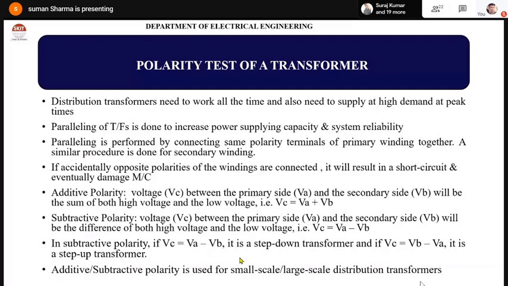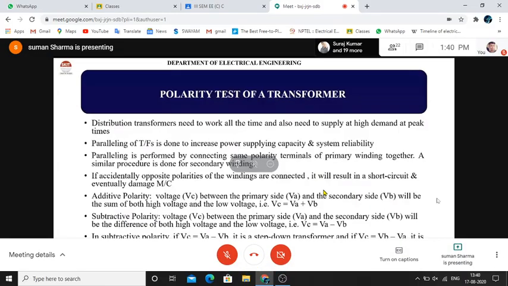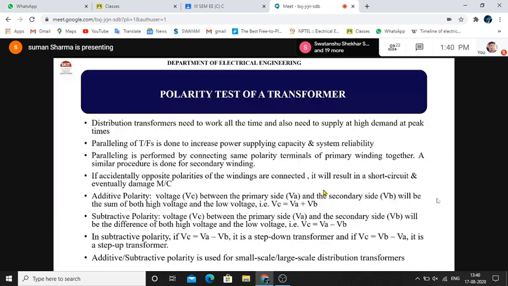अब आ रही है कि distribution transformers need to work all the time and also need to supply at high demand. Audible? अब आ रही है आवाज? Yes, ma'am. So we proceed further.